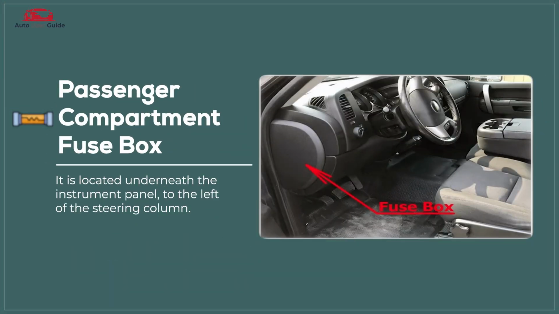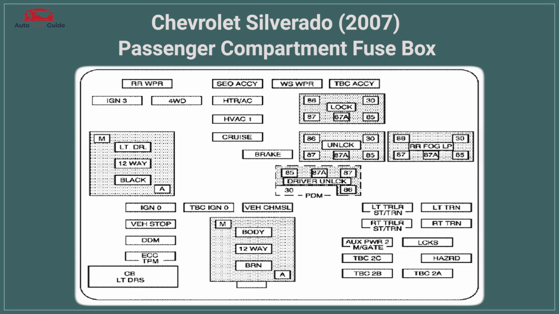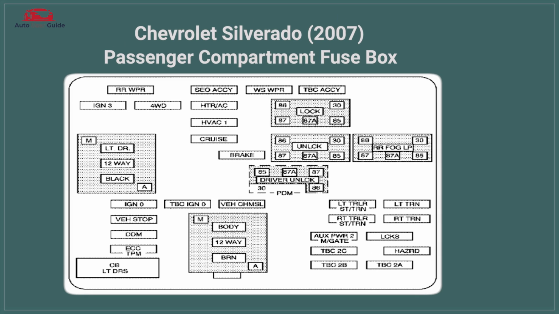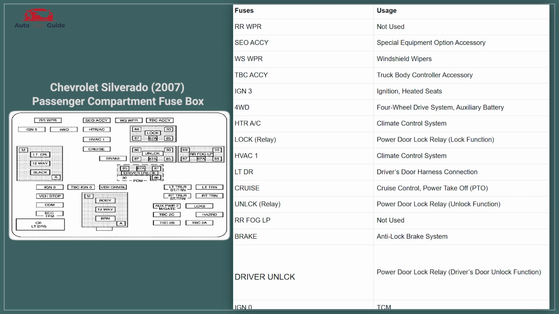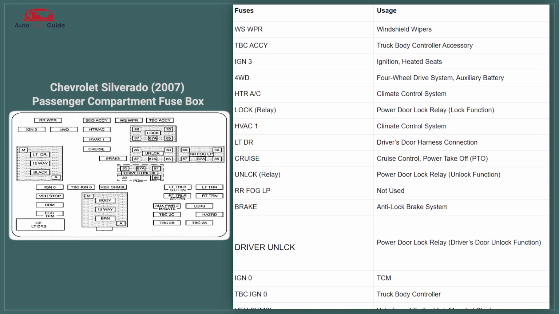Passenger compartment fuse box. The passenger compartment fuse box in a 2007 Chevrolet Silverado distributes power and protects electrical circuits for interior components like lights, radio, and power windows.